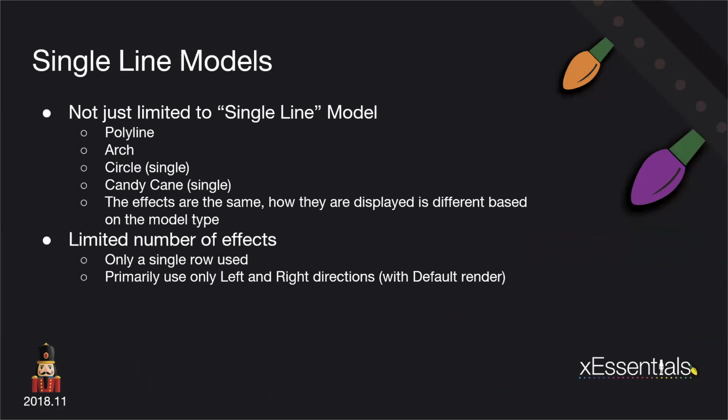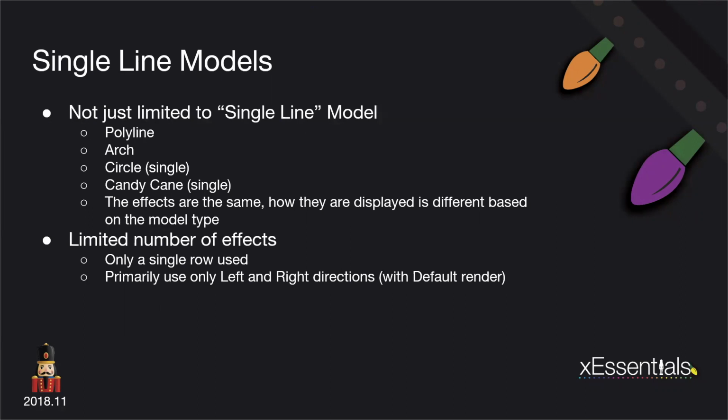Keep in mind, too, that a single line model is not just limited to your single lines. Polylines and arches pretty much are the same thing. Circles and candy canes, when you only have one circle or one candy cane, are essentially single line models. It's just how they're displayed on the screen that's slightly different. Internally to xLights, they look the same. It's how they're shown on your screen that's different.